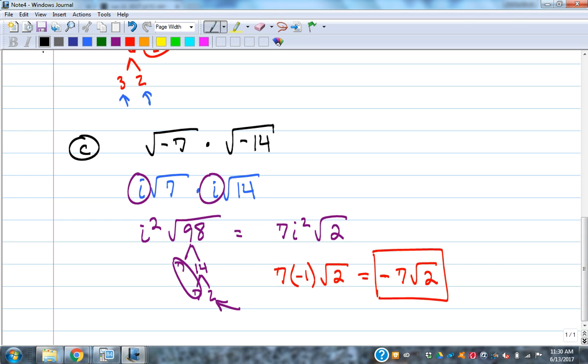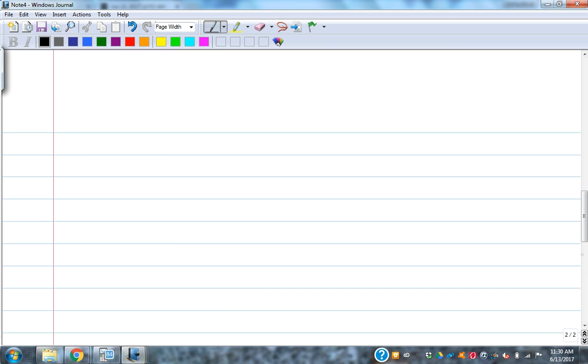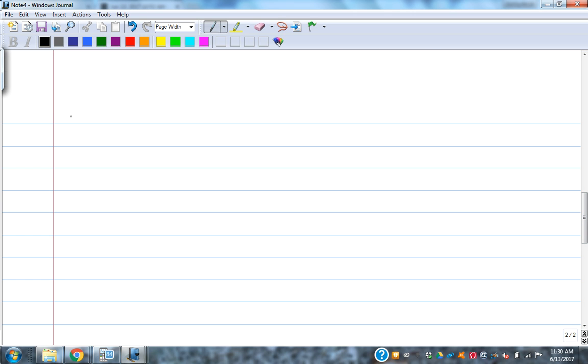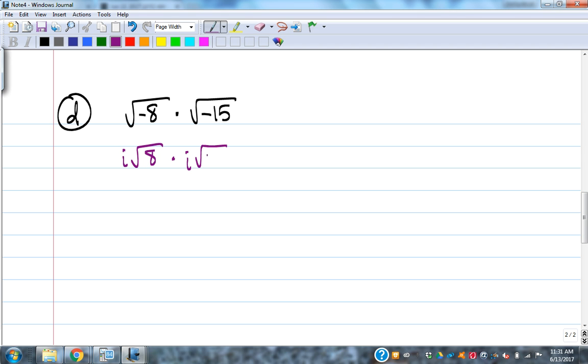All right, let's do one more of those. Say we had the square root of negative 8 times the square root of negative 15. I wouldn't do a whole lot of work as far as simplifying the numbers. I would just do the i part first. i times i is going to be i squared radical 8 times 15.